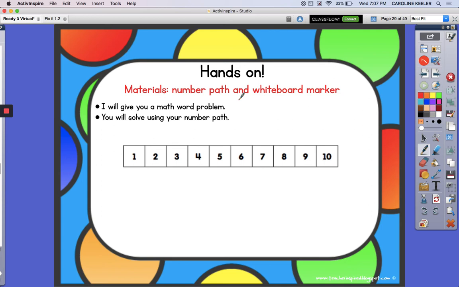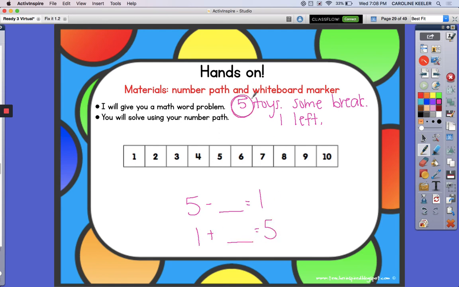So let's say that I have 5 toys, some break, and now I have 1 left. What you have to do is you have to think about this, okay? If I start with 5 toys, some of them break, I can put a blank there, and now I have 1 left. I could also start with a 1 and add some more until I get 5, because remember, this is my whole and this is my part. I want you to pause this video and give it a try.